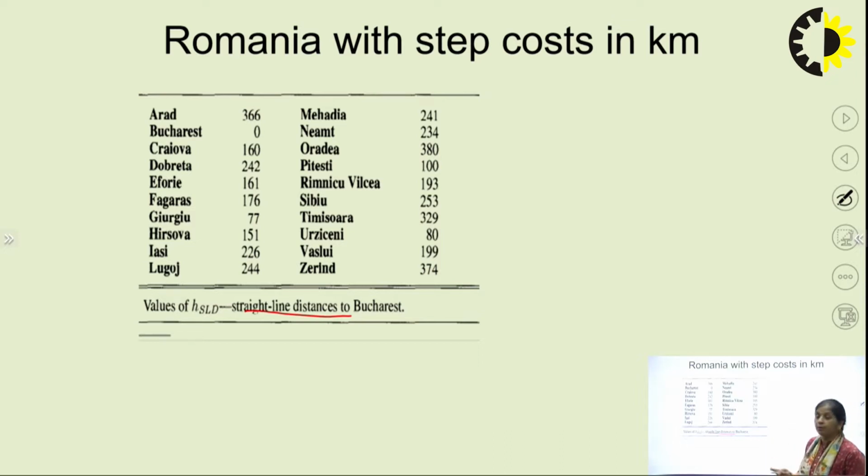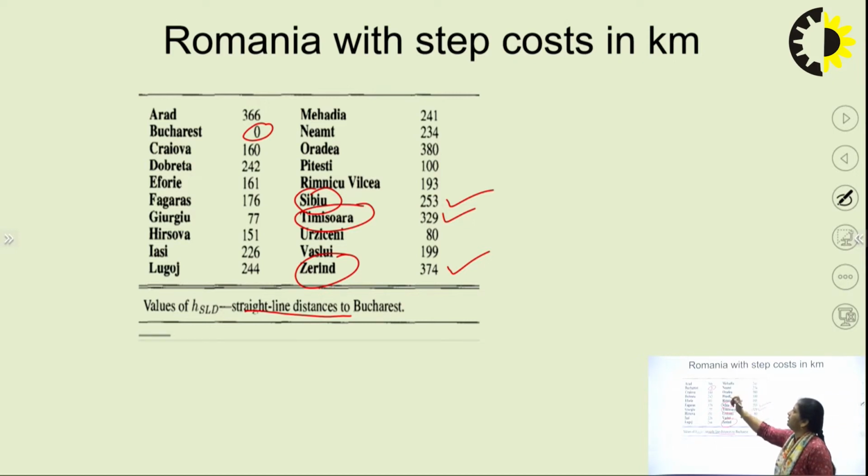What is given on this particular slide is that from Arad to Bucharest in a straight line is at 366 kilometer distance. From Bucharest to Bucharest, the straight line distance is 0. And let us talk about the 3 neighbors, the immediate neighbor cities of Arad: Sibiu at 253, Zerind at 374, and Timisoara at 329 kilometers. So this is a given map to us, some information is given.